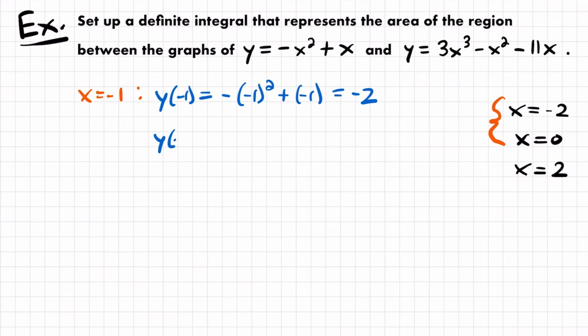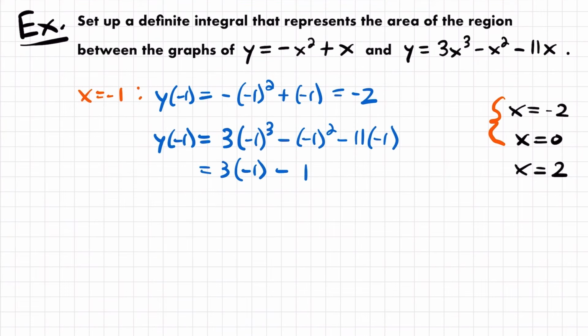If we plug negative 1 into our other equation right here, we will have 3 times negative 1 cubed minus negative 1 squared minus 11 times negative 1. That will be equal to 3 times negative 1 minus 1 plus 11. So we'll have negative 3 minus 1, that will be negative 4, plus 11, and so that is equal to 7. Our two values of y here are negative 2 and positive 7, and 7 is greater than negative 2. So whatever function we plug negative 1 into to get 7 is our top function for this region from negative 2 to 0.